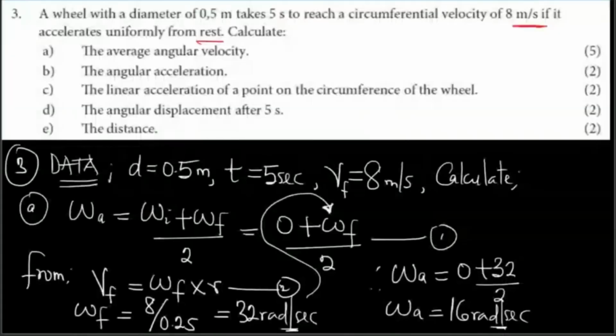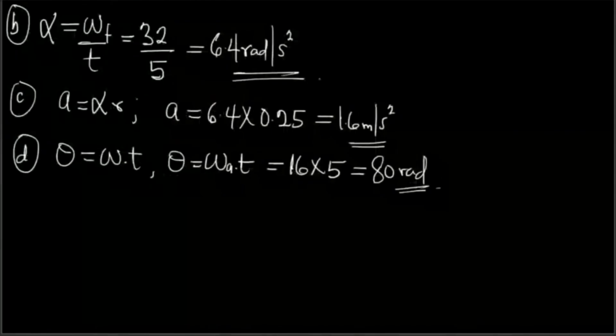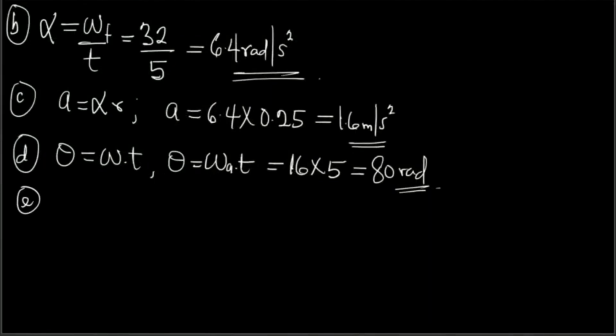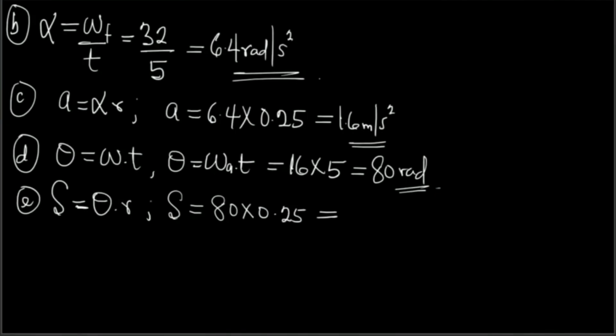The last question there, the distance. How do you determine the distance? It's still the same formula. It connects the angular displacement to the radius. So with the distance, it's going to be 80 multiplied by the radius, which is 0.25. That gives you 20 meters.